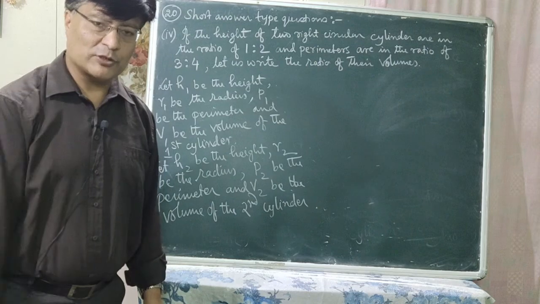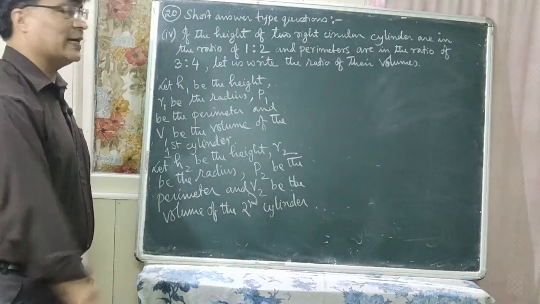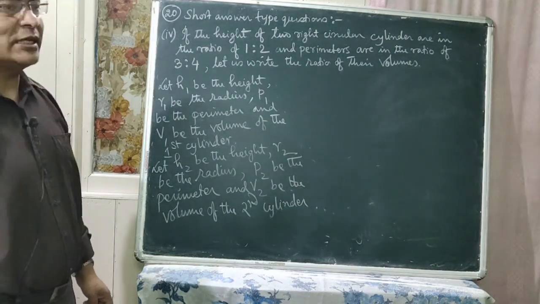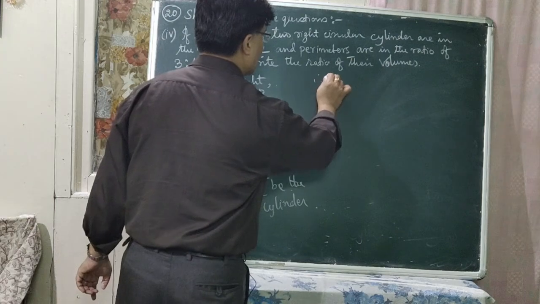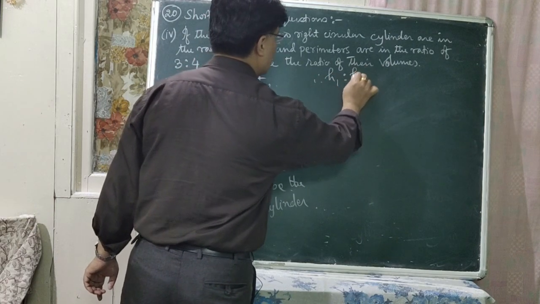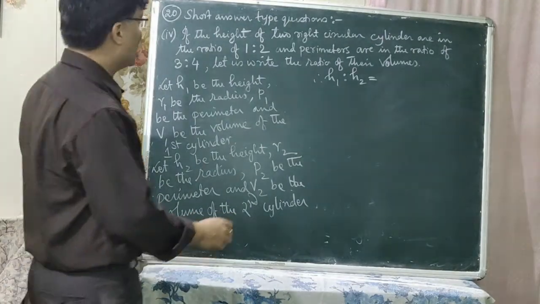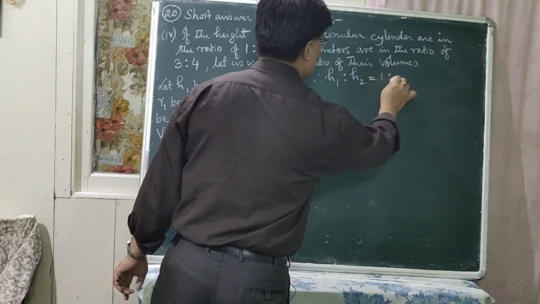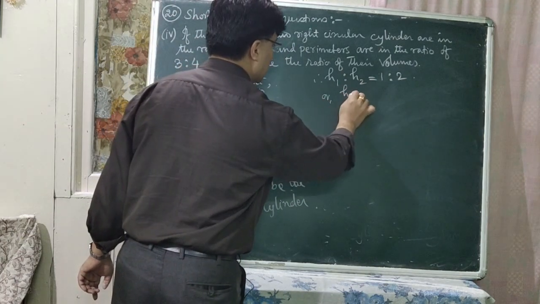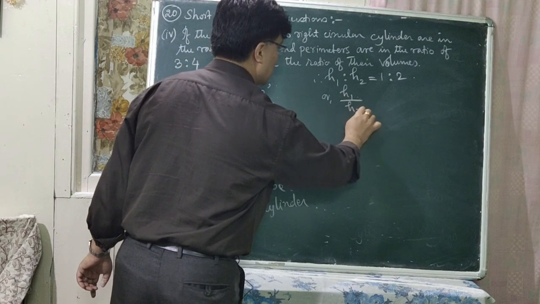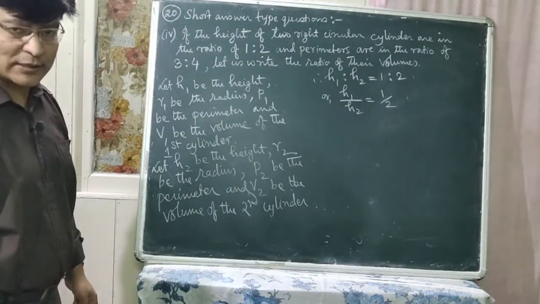So I think you have understood this assumption. Now it is given that the heights of the two cylinders are in the ratio of 1:2. That means H1 is to H2 is equal to 1:2. So you can write it in terms of fraction: H1 upon H2 is equal to 1/2. I think you have understood it.